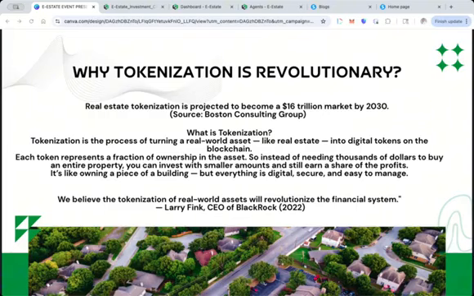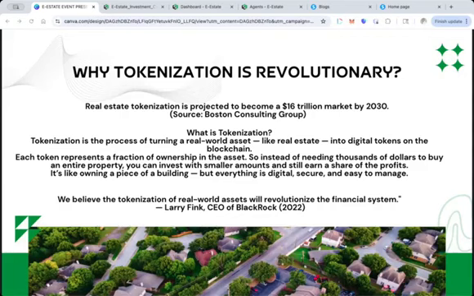Now, before I get into the meat and potatoes of everything, I want to put this quote out from the Boston Consulting Group, because they said that real estate tokenization is projected to become a $16 trillion market by 2030. Now, what exactly does that mean? That means that this is going to be a time where it's going to create millionaires and billionaires, and in this case, even trillionaires. Yes, I said trillionaire with a T. That's how phenomenal this shift is in this real estate space, right?